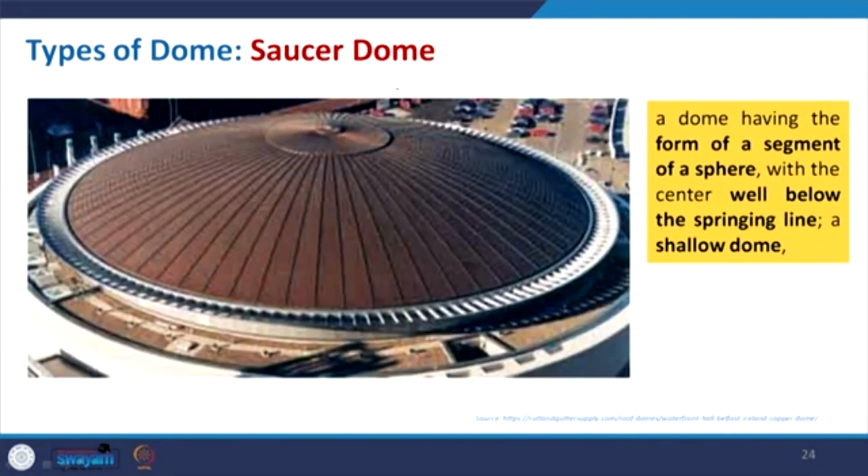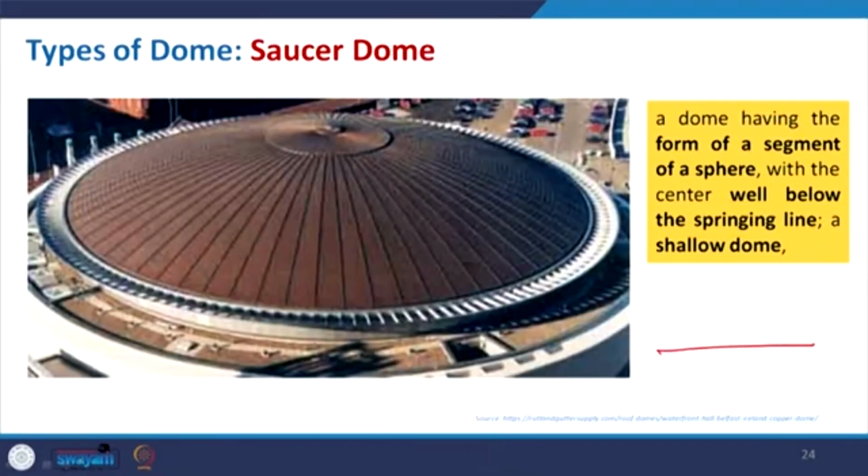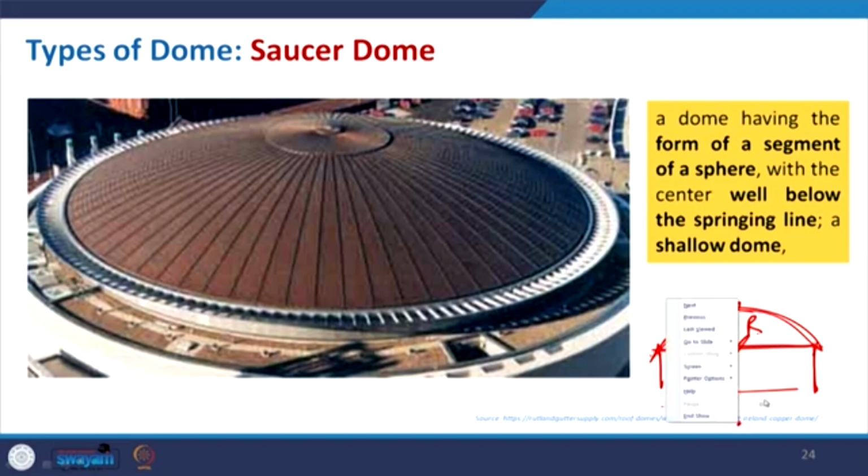A saucer dome is also referred to as a segmental dome. We talked about the rise. This is your support, and whatever height you get is basically the rise. For the saucer dome it is segmental, so the rise does not lie on this line; maybe from somewhere at the bottom of that, and from there we make this particular arch. So, the center of this arch is below that. It is a dome having the form of a segment of a sphere with the center well below the springing line.